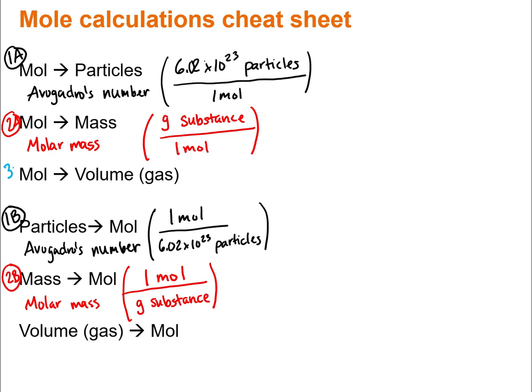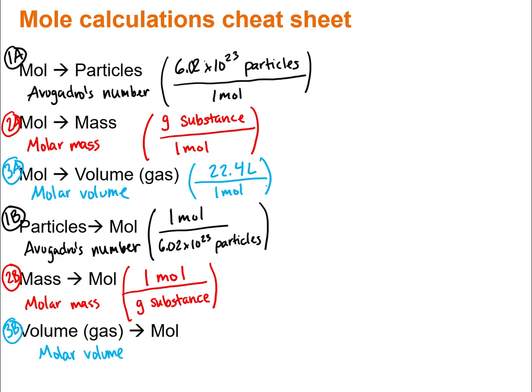Last but not least, we've got our group 3, 3A, 3B. That's moles to volume and volume to moles. Gas is only here. We use molar volume for moles to volume. You put 22.4 liters in the top, 1 mole in the bottom. Volume to moles, you're going to have the 1 mole in the top, 22.4 liters in the bottom.